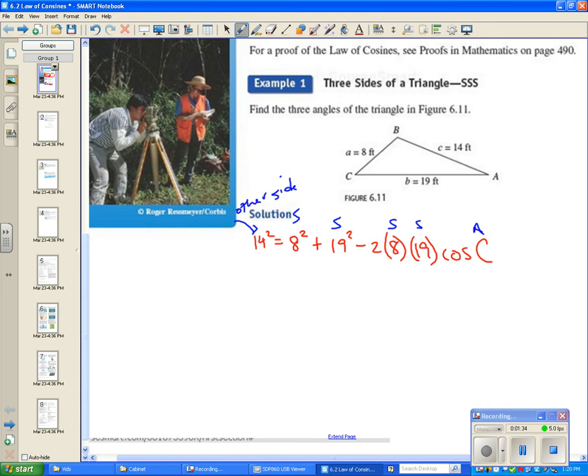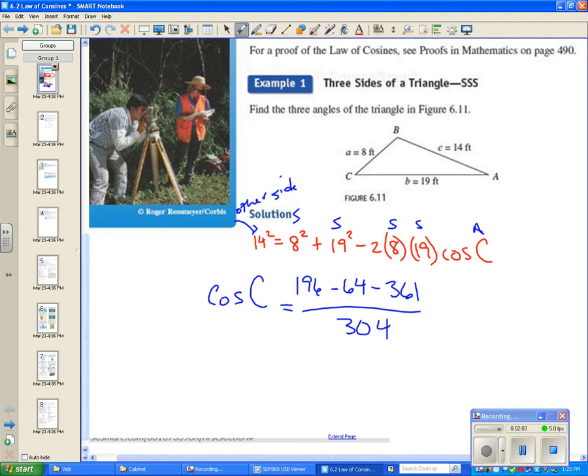I'm going to do some algebra and some arithmetic all in one step. 14 squared is 196. I'm going to subtract away 8 squared. 19 squared, I do not know the square of in my head, but it's 361. Oops, not 188, I apologize, 196. And this is divided by 2 times 8 times 19. I just like to do a little simplifying as I go. That's 304, and this is equal to cosine C.